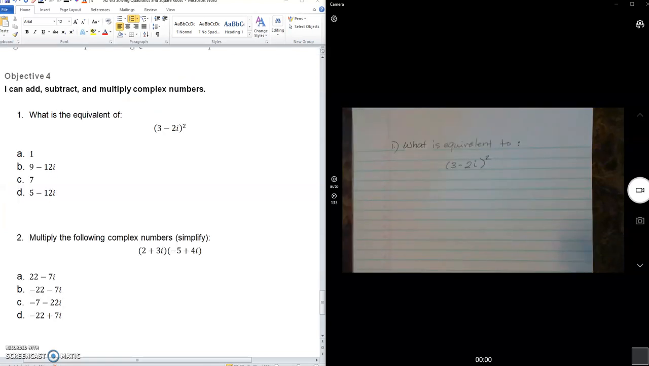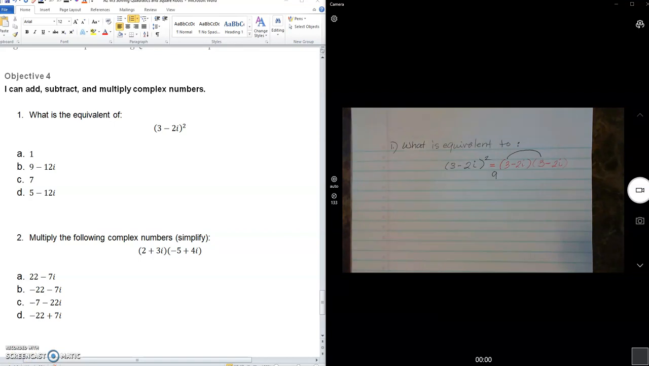Let us now do objective 4. I can add, subtract, and multiply complex numbers. Example number 1, what is equivalent to this expression right here? Go ahead guys and do the FOIL method here, or you can simply just distribute. Go ahead and expand it.